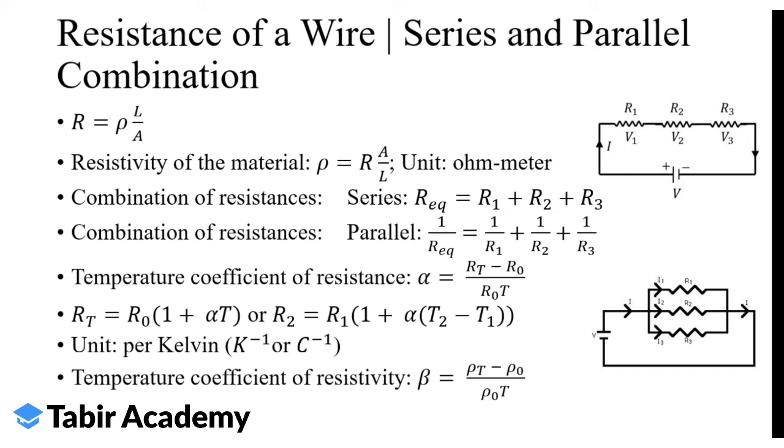Similarly, another very important property of the conducting material is the temperature coefficient of resistivity. So the first one was the temperature coefficient of resistance. The second one is the temperature coefficient of resistivity, and it is represented by beta, and that is equal to (rho t minus rho 0) divided by rho 0 times t. This rho t is the resistivity at temperature T degree C, and rho 0 is the resistivity at 0 degree C. Its unit is also per Kelvin or per degree Celsius.